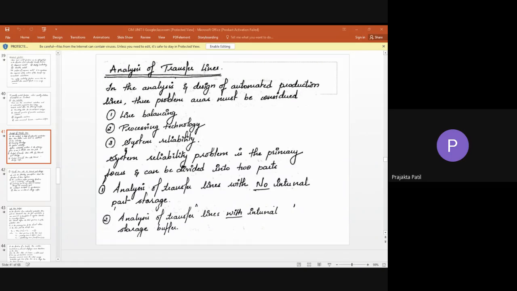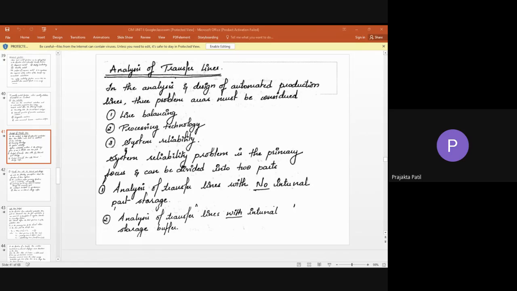So the precedence constraints basically impose some kind of restriction on the order in which the processing steps can be carried out. You just cannot go for any operation at random. There has to be a certain sequence that has to be followed in order to perform the required task on that particular part.